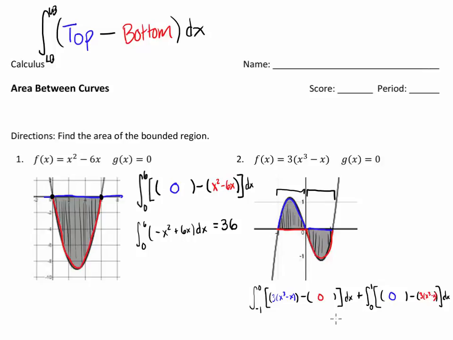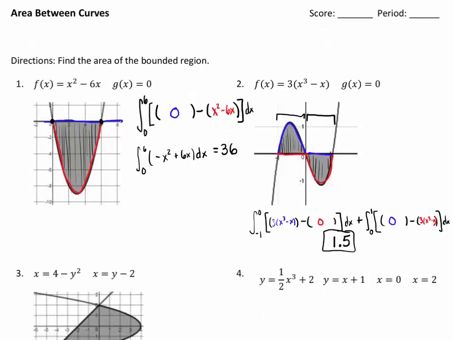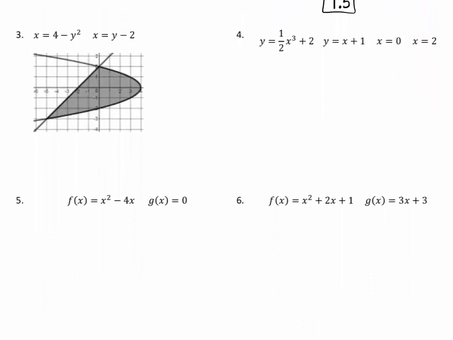So all of that business is equal to 1.5. Okay, 0.75 over here, 0.75 over here, and add them together, you get 1.5. All right, let's remember that it's top minus bottom. That's what we're doing on all these problems. Okay, let's take a look at problem number 3.